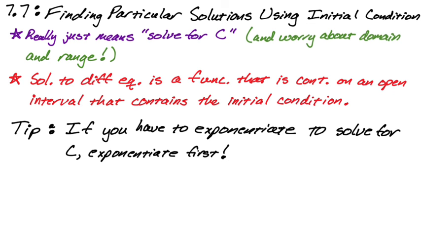Now, for reasons that I explain in a lot of places, this becomes y equals ce to the x squared. Now you would solve. That's where I would solve. If you have to exponentiate, do it before you solve for c. It makes your life a lot easier, especially regarding the range of your solution. So exponentiate first, then solve for c. All right, 2 more tips related to this.